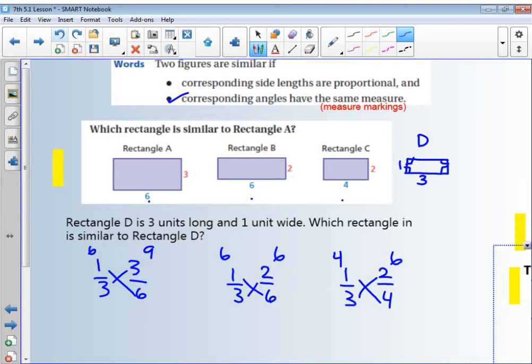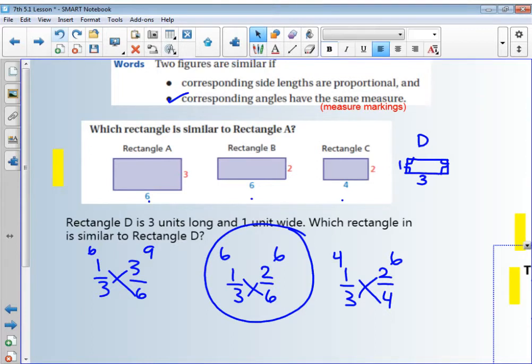Okay, so when I checked my proportions, letter B was the one that had proportional side lengths because both of them had the cross products of 6, or both of them reduced down to 1/3, or both of them had 0.3 if you choose to do them as decimals.